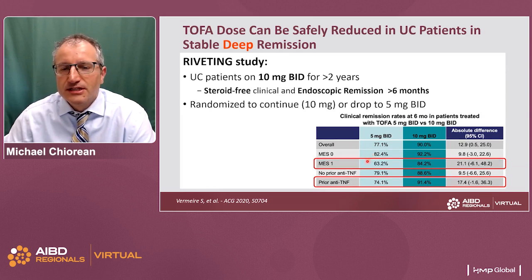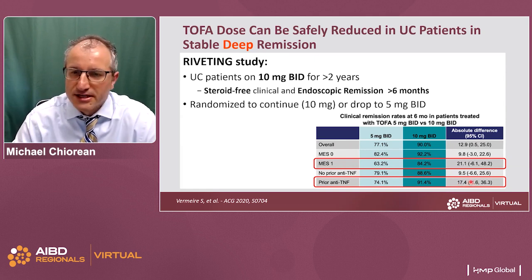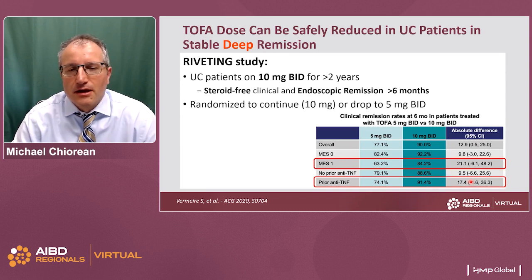But if there was even a tiny little bit of inflammation, that delta widened. And if patients failed anti-TNF therapy previously, the same situation. So incomplete endoscopic healing and patients who are bio-experienced tend to do worse with dose de-escalation. So another signal, another predictor for maintenance therapy with tofacitinib.